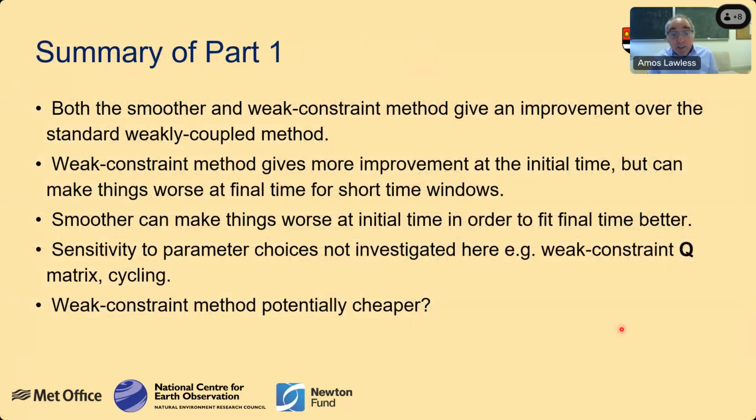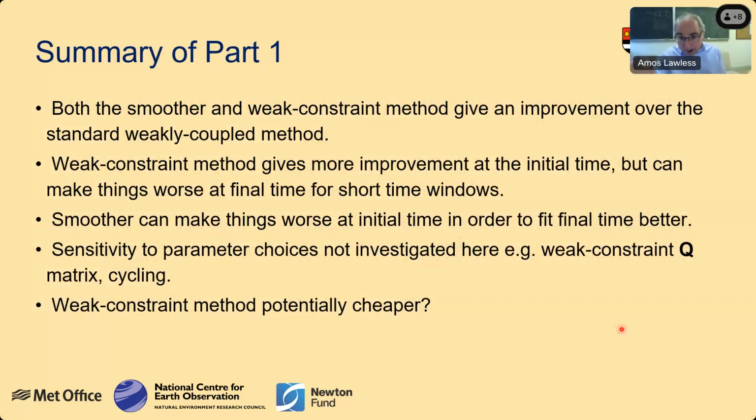So in summary of this part one, both the smoother and the weak constraint method give an improvement over the standard weakly coupled method. The weak constraint tends to give more improvement at the initial time, but it can make things worse at the final time for short windows, whereas the smoother can make things a bit worse at the initial time in order to fit the final time better, where we have the observations.